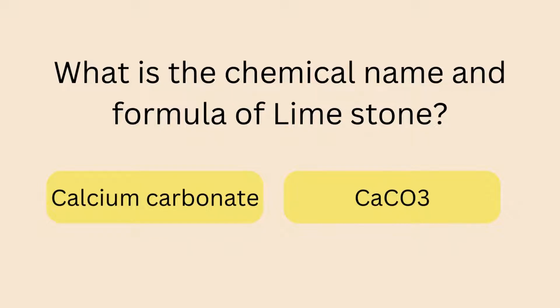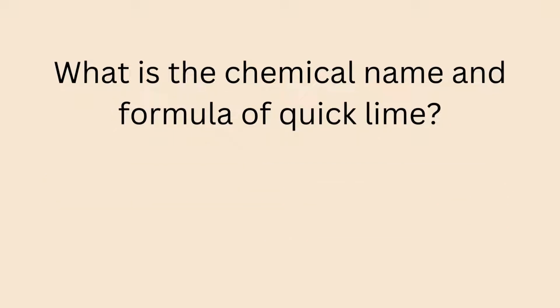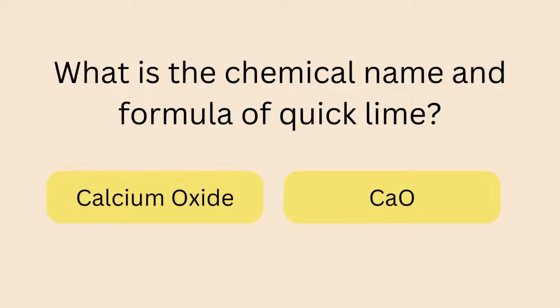That means the question can be asked in three ways. What is the chemical name of limestone? What is the chemical formula of limestone? Or what is the common name of calcium carbonate? Okay. Next one. What is the chemical name and formula of quicklime? Answer is calcium oxide. The chemical name of quicklime is calcium oxide and the chemical formula of quicklime is CaO.